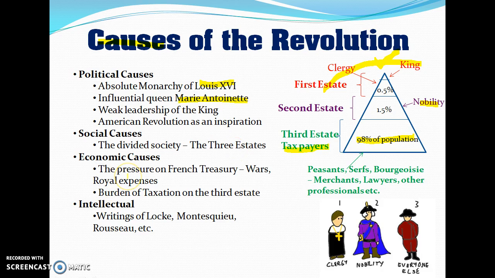The economic causes. The French treasury was under huge pressure because it was involved in various wars. It had helped the American Revolution. Then there were royal expenses to take care of the day-to-day administration, and the burden of taxation on the third estate created social discontentment. Intellectual causes, of course: the works and writings of thinkers and philosophers like Locke, Montesquieu and Rousseau served as a source of inspiration for the people of France.